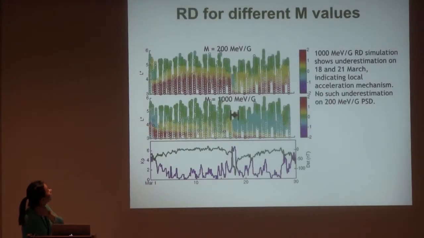And this shows, we did our radial diffusion calculation for 2 different m values. This is 200, and this is 1000. And for the 1000 MeV per Gauss, you can see there's an estimation on the 18th and on the 21st, but it's not shown here. It means that radial diffusion works well for low m values, but it's not sufficient for high m values.